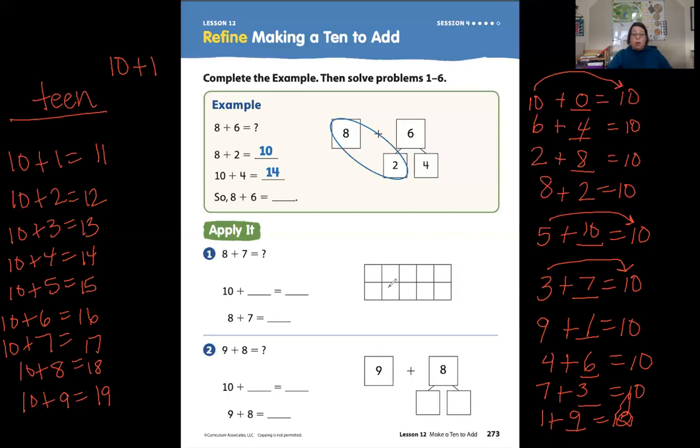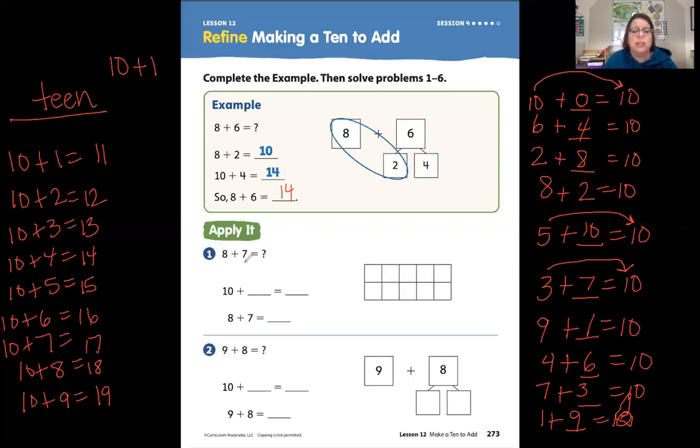Okay, so now we're done with that practice, and we are going to start this lesson, session 4, page 273. Here it says, example, 8 plus 6. Let's think. 8, 9, 10. 2. 8 and 2 more make 10, right? So that's 6. If we take 2 away from that, there's 4 left, right? So these two go to the 10, and then there's 4 more. 10 plus 4 is 14. So 8 plus 6 is 14. That was a little bit of mental math, wasn't it?